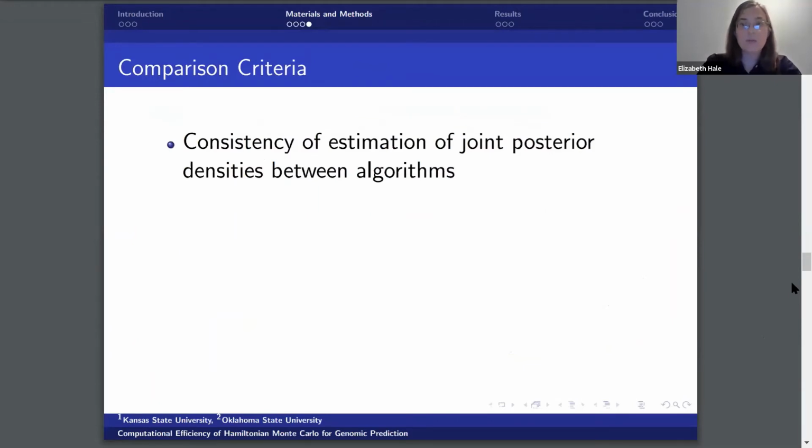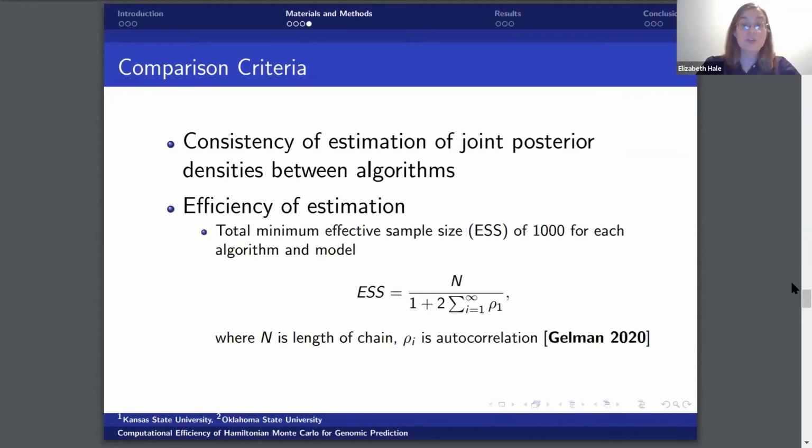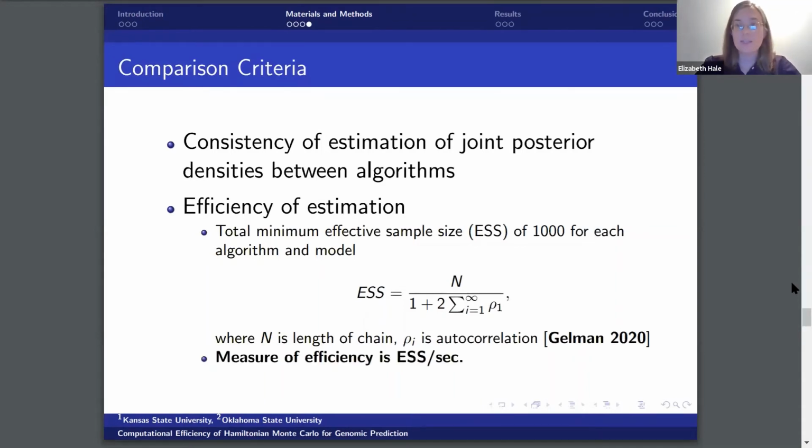As far as being able to compare our 2 algorithms and their performance, the first thing we wanted to check was to make sure that the numerical results agreed from these 2 algorithms. So we looked at the joint posterior densities that these algorithms produce just to make sure that everything matched up. To measure the computational efficiency, we wanted to look at how many independent samples we were able to get and how quickly we were able to get them. So we took the effective sample size and divided it by the amount of runtime. Our measure of efficiency then is ESS per second.